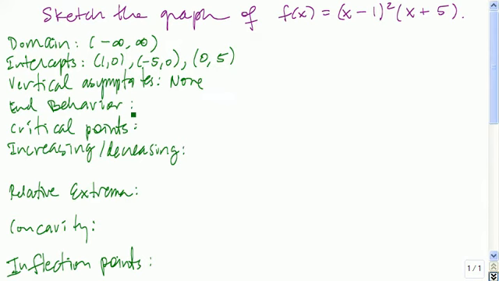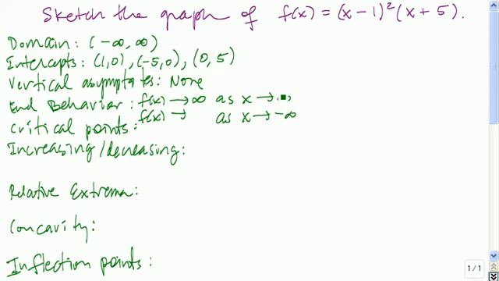And now we move to end behavior. We want to determine what happens to f of x as x goes to infinity, and what happens to it as x goes to negative infinity. Let's start with x going to positive infinity. If we have a super huge number and we subtract 1 from it, it's still going to be super huge, and we square it, it's going to be super huge and positive. Also, we have super huge plus 5 is super huge. So we have a positive super huge number times a positive super huge number, and that tells us that the function is going to positive infinity as x goes to positive infinity.